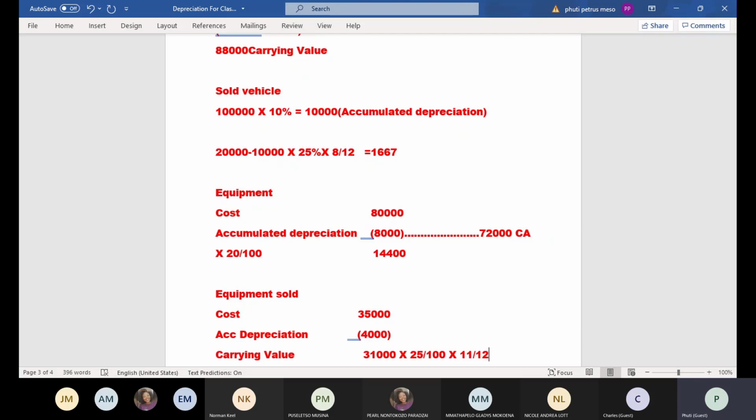Let me just search for the final figure quickly. 31,000 times 25, sorry, 20. My apologies, it's 20. Multiply by 20, divide it by 100, divide it by 12, and then multiply it by 11. My depreciation is 5,863. That is your depreciation part.